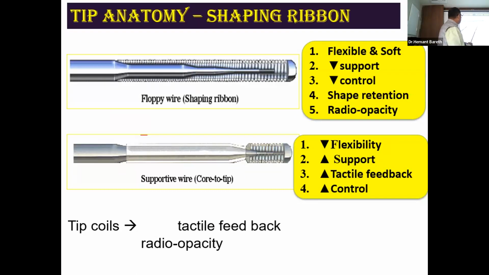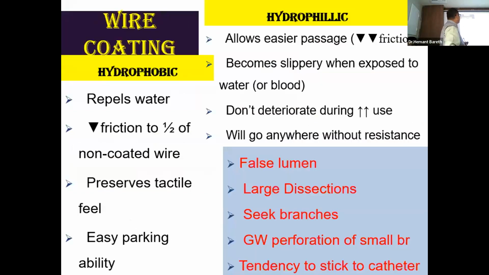Now, I already told you about the shaping ribbon. This is the core to tip for a unicore wire. Now, the good thing about it, you have better support, better tactile feel, better control, but less flexibility. If you have a shaping ribbon wire, you will have more flexibility and more shape retention, and you can have a radio opaque component to the wire. There will be less support and less control. Coils will have radio opacity, but will have less tactile feel. If the core extends to the tip, you will have more tactile feel. So there is one downside and there is an upside as well.